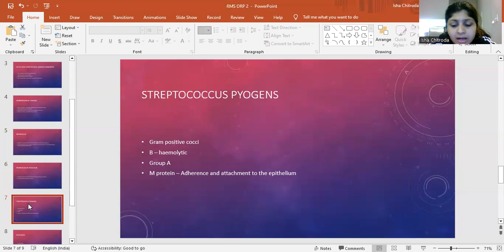So the bacteria that causes this type of nephritis is Streptococcus pyogenes, because this is normally caused by a beta-hemolytic group A cocci, which is Streptococcus pyogenes, and it is a gram-positive cocci. The virulence factor here, the most important one, is M protein, which helps in adherence as well as attachment to the epithelium. There's also lipoteichoic acid as well as hyaluronic acid, which are other virulence factors for this bacteria.